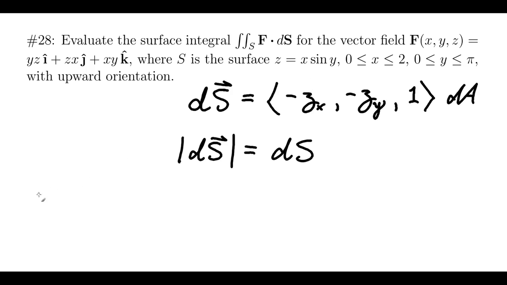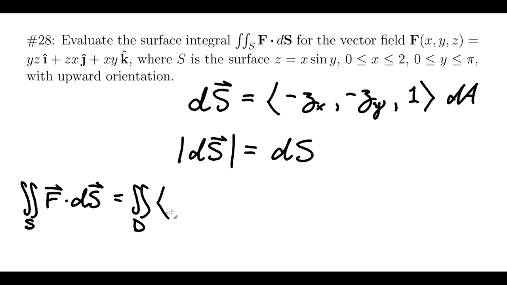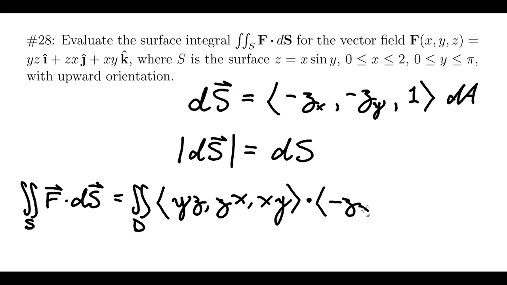The way we would apply this, the application works out much the same way. It's just what you plug in where. So when we have this double integral over S of F dot dS, the idea is that you would just substitute as you go here. We'd integrate over D and say, okay, well, what's F? F is yz, zx, xy. I'm just pulling that off of our definition of F here. And then we are dotting that with this negative z sub x, negative z sub y, 1 dA.